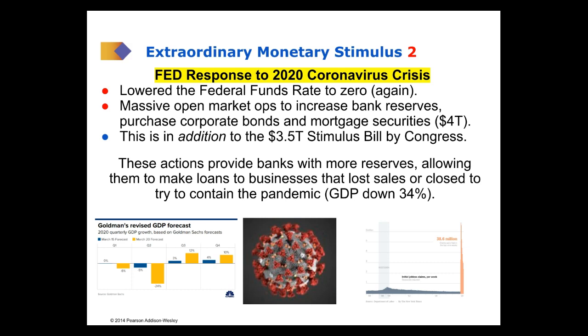And this is in addition to the $3.5 trillion stimulus package that Congress made. So the government spent $3.5 trillion on stimulus, fiscal policy, and another $4 trillion in monetary policy in the Federal Reserve Bank. And so the idea again was to provide the banks with more reserves, allowing them to make loans to businesses and help keep the businesses that were struggling going, and to try to increase the GDP, which took such a big hit in the first quarter, down 34%.